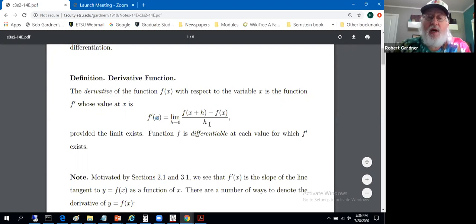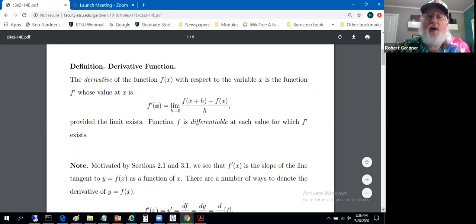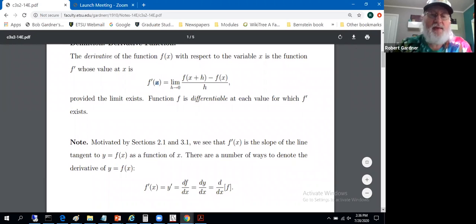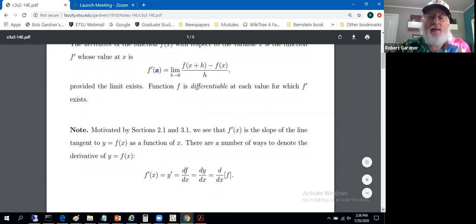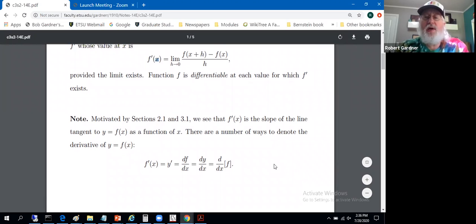It's the limit of the difference quotient, and we would expect it, and it does reflect the slope of a tangent line as a function of x to the curve y equals f of x. We've got a handful of notation. There's history behind this. There's a number of ways to denote the derivative of f of x. f prime of x, as we just introduced. If we write y equals f of x, then we might write it as y prime.